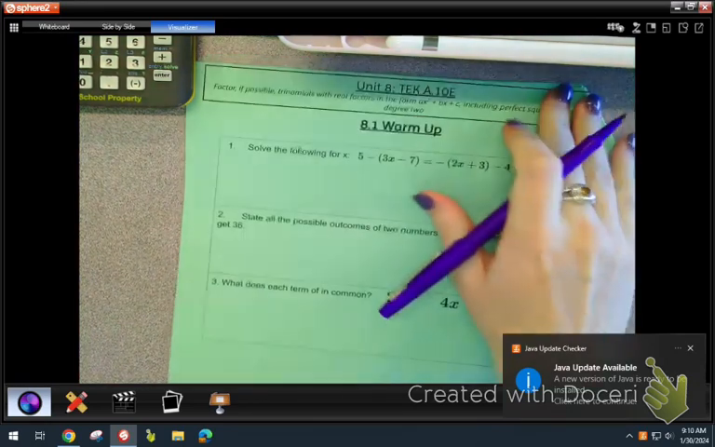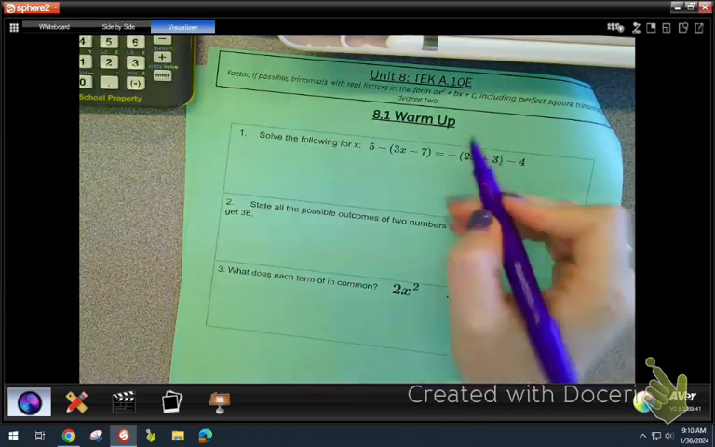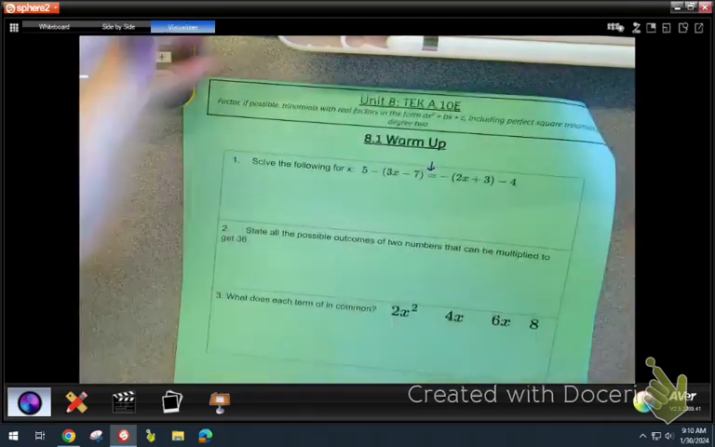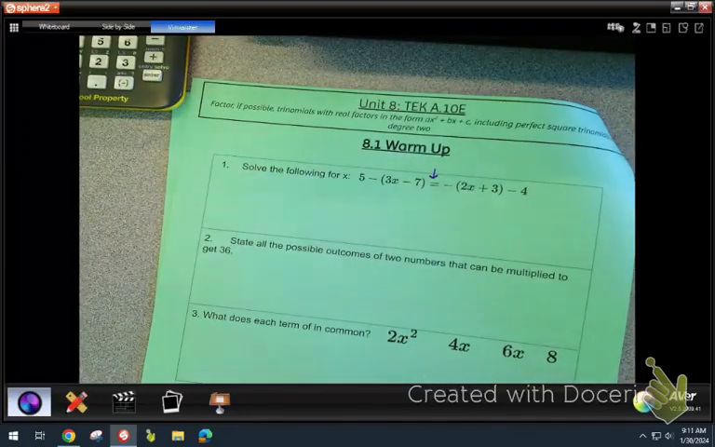Okay, solve for x. So this is where you're getting x equals a number, like it's an equation. How do I know it's an equation? What does it have in there? Equal sign, okay? So the goal is to clean up the left side, clean up the right side, get x on one side, numbers on one side, okay?